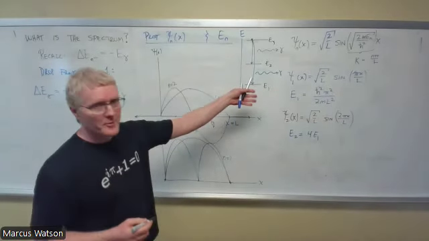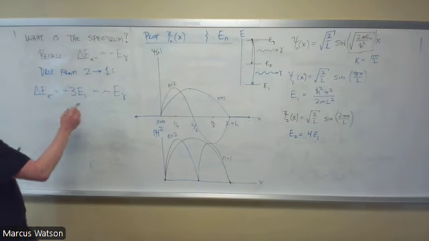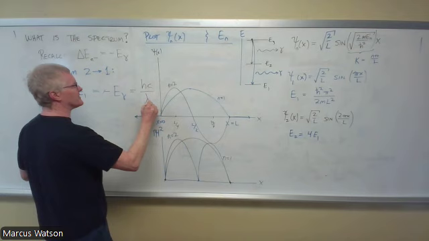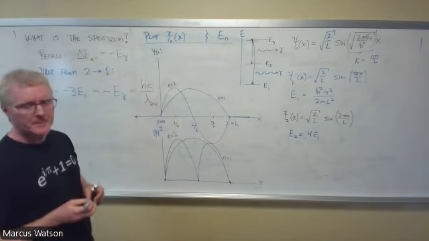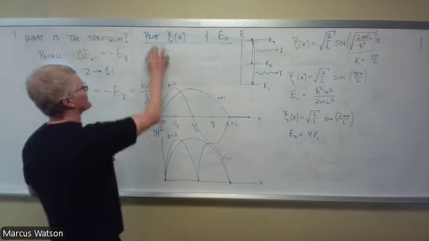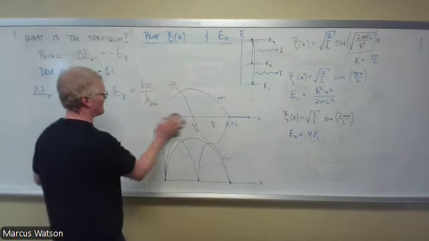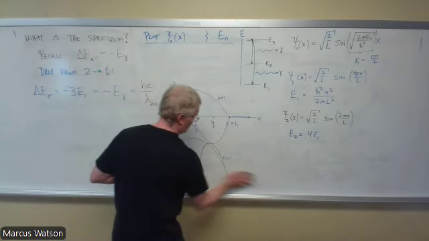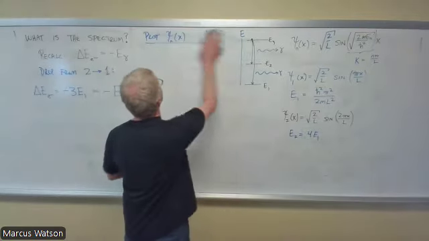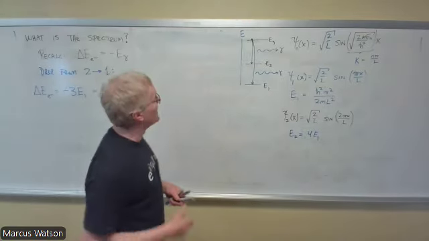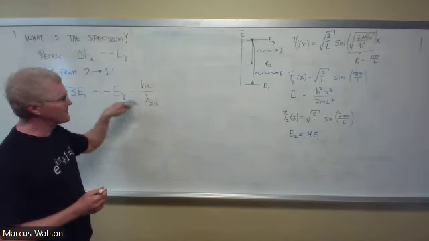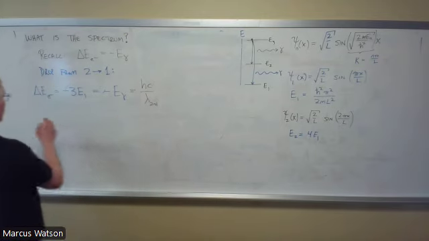I'll be able to know what 3 times E1 is, and I'll be able to then set that equal to hc over lambda. This is the 2 to 1 transition of lambda. I'm going to have to start erasing this now. Okay, all right, so this is the 2 to 1 transition. So the hc over lambda is the energy of the emitted photon. I can solve for that.